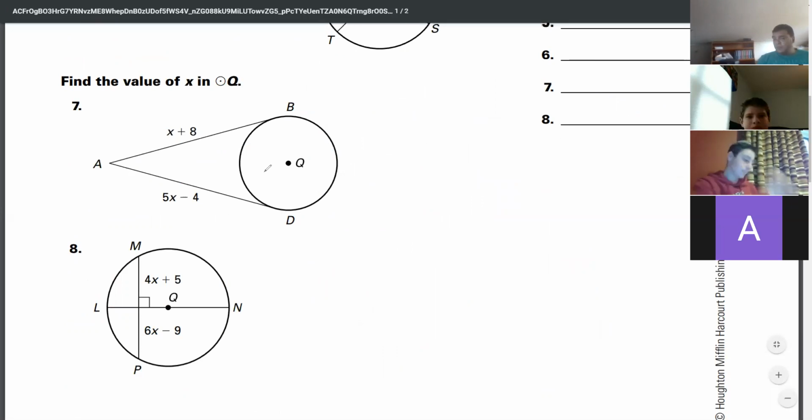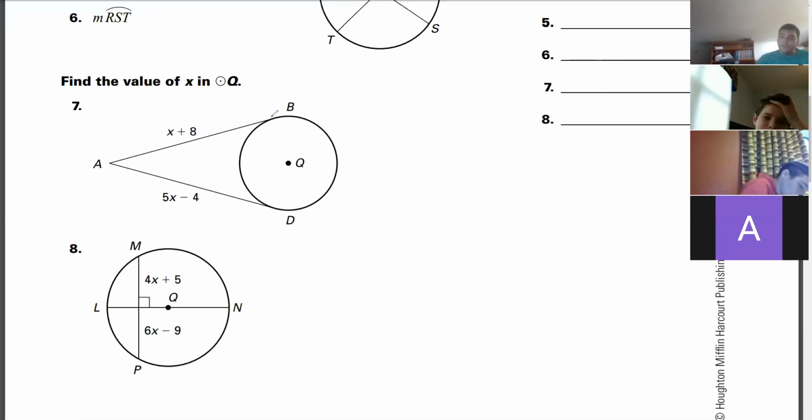So here's one rule. If you have two tangents coming from the circle, just like here, and they hit the same place, what happens is that they're supposed to be congruent. Since they're supposed to be congruent, that means 8 plus x should equal 5x minus 4.